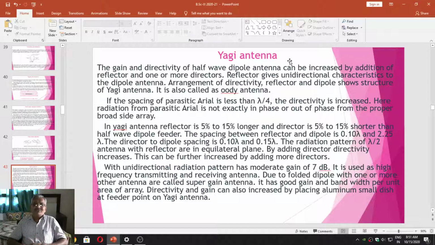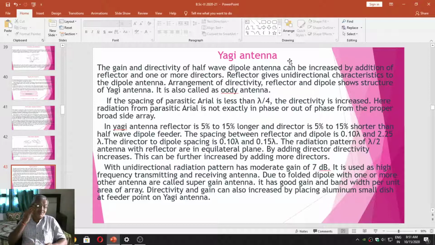As far as the length of a reflector is concerned, the length of the reflector is 5% to 15% longer than the length of the dipole, and the length of a director is 5% to 15% smaller than the length of the dipole. Technically, all these specifications have to be managed. This will produce a unidirectional gain of the order of 7 dB.